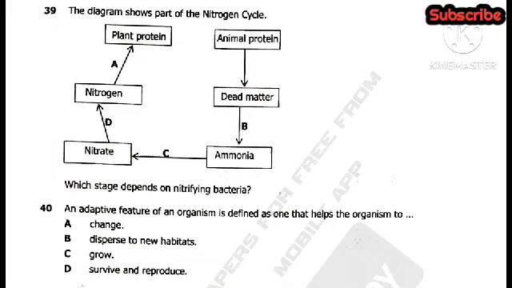That's being wise. All right, so the answer is change. On number 40, the answer is A, change. When you are able to adapt, it means you are able to change.